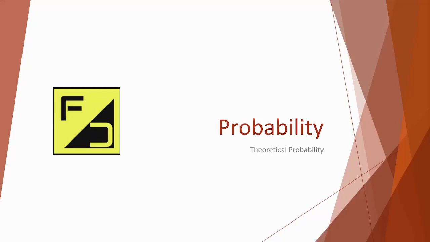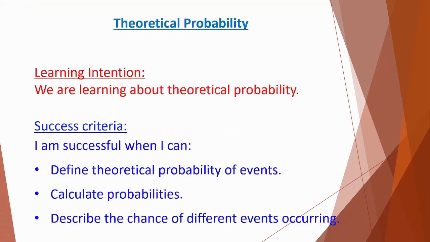Welcome to Flipped Classroom. Our unit is probability and we are looking at theoretical probability. Our learning intention is we are learning about theoretical probability, and our success criteria is I am successful when I can define theoretical probability of events, calculate probabilities, and describe the chance of different events occurring.